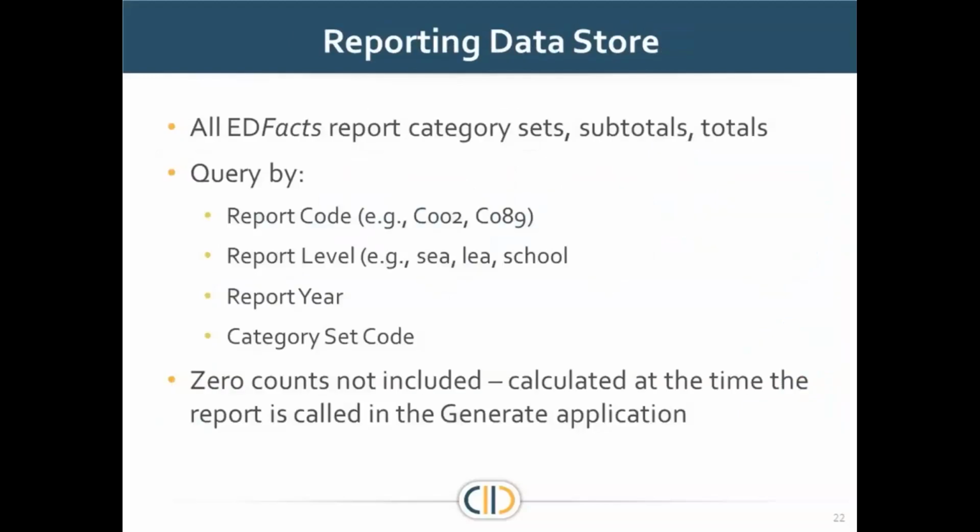The table contains all of the EDFacts report category sets. It contains all of the subtotals, the totals. You can query any of them by report code, by report level, by report year, by the category set code. The only thing you cannot query would be the zero counts. Those are stored, not populated. So basically, as the user calls the report, saying give me C175 or give me C089, the zero counts at that point are created and added based off of what it reads inside of Toggle, and where there isn't data for a particular category set, it'll produce the zero counts for that.